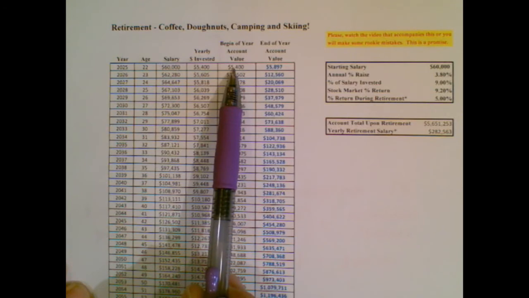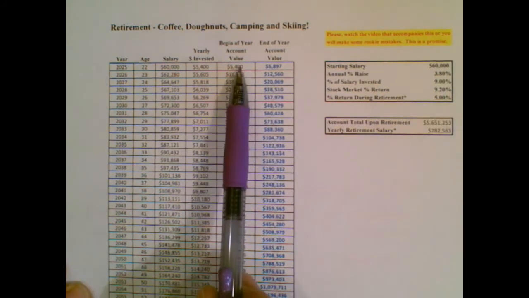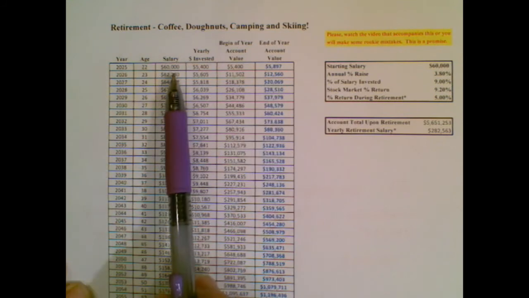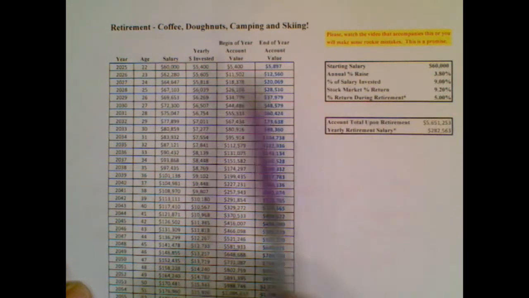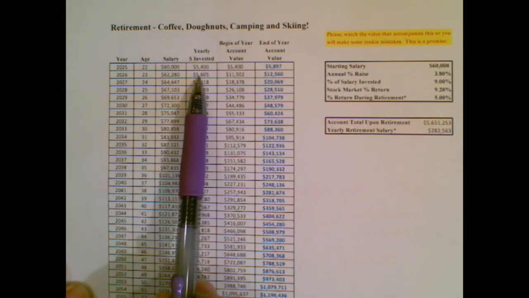During that year, from January 1st to December 31st, it grows by 9.2%, and it grows then to this value of 5,897. This is December 31st of their first year. So now if we go to the very next year, we assume that they get a raise, so their new salary is increased, and their raise is 3.8%. That means they're going to still invest 9% of their salary. So this is how much new money is going to go in.